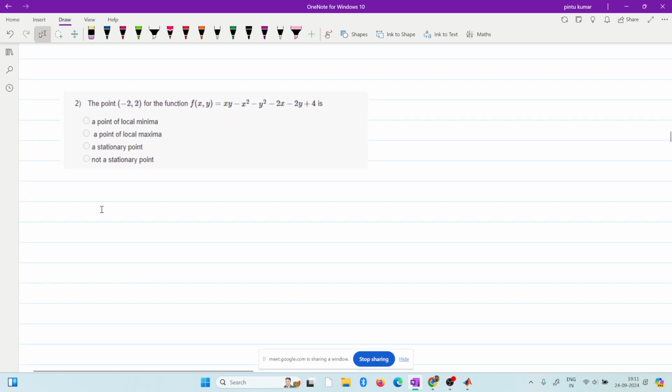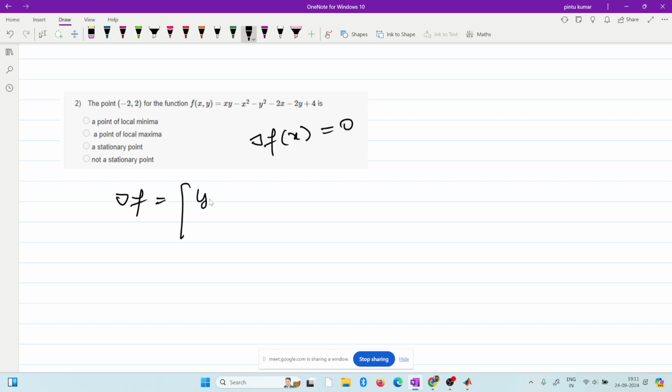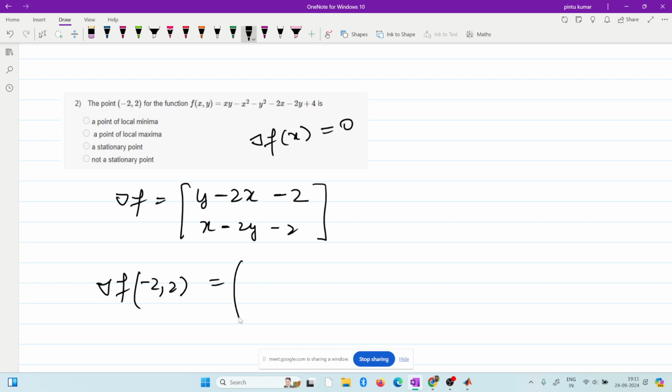This is another question. You are given a point, and it is asking whether this point is a local minima, local maxima, stationary point, or not a stationary point. So how do we find stationary points? A stationary point satisfies gradient equal to 0. So first of all, let's find the gradient. Differentiating xy with respect to x gives y minus 2x minus 2, right? The second one would be x minus 2y minus 2, right? Now we have to check at the point minus 2 comma 2. So at minus 2 comma 2, it is 2 plus 4 minus 2.